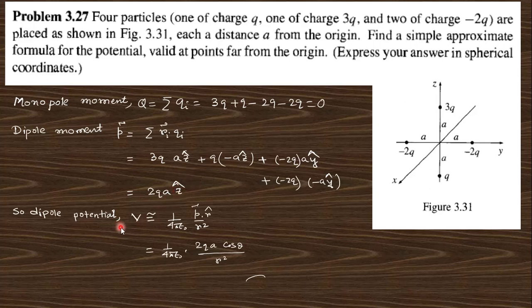So the potential due to this dipole is nothing but 1 by 4 pi epsilon naught, p dot r cap by r square. Here z cap dot r cap is nothing but cos theta, because the angle between z and r is theta in this spherical polar coordinate system. So putting this value in, you will get the potential due to the dipole.